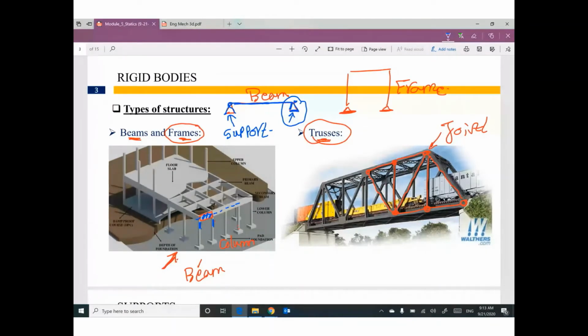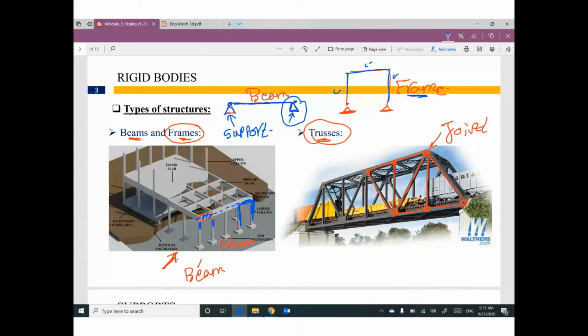If you consider the column as a member and the beam as a member, we have something that looks like this. At this moment, if you consider the column, the beam, and the column, all of them as one unit in a structure, this structure can be called a frame.